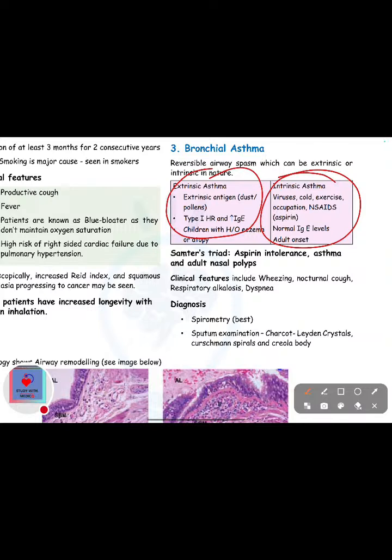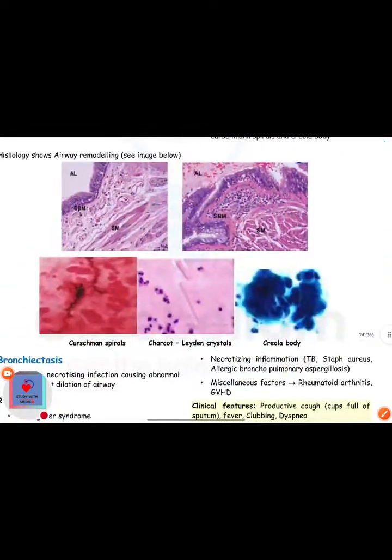Okay, so that is Samter's triad. It has aspirin intolerance, asthma, and adult nasal polyps. That is Samter's triad. Clinical features include wheezing, nocturnal cough, respiratory alkalosis, and dyspnea.